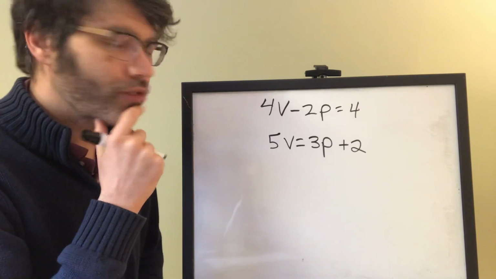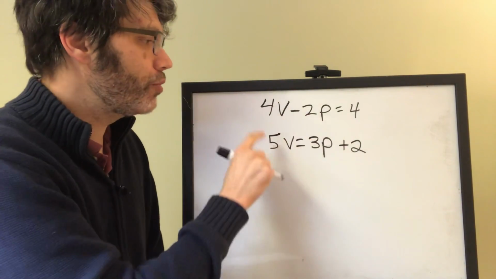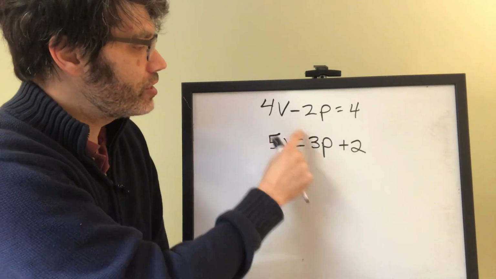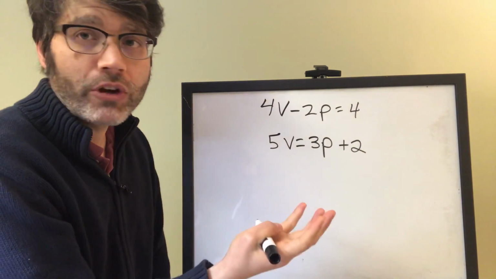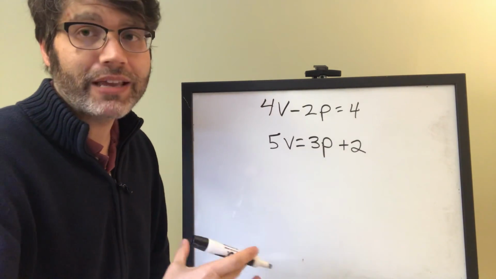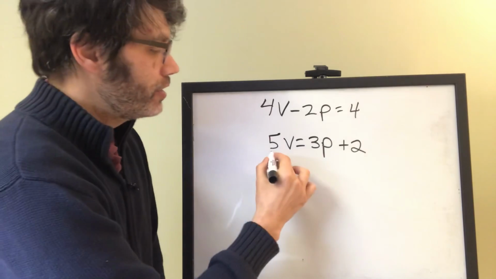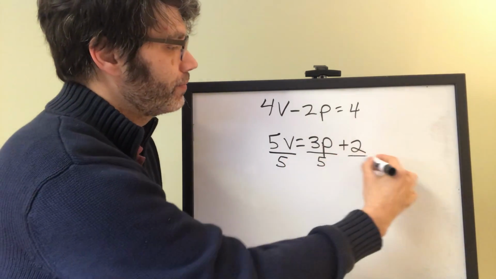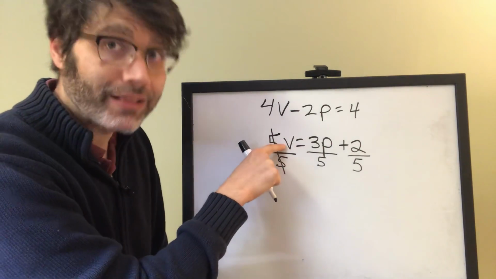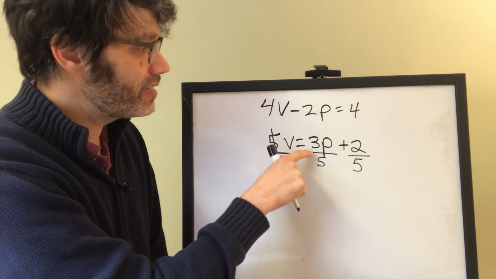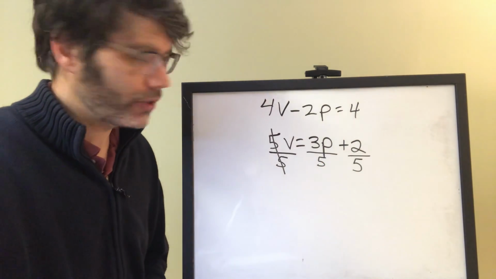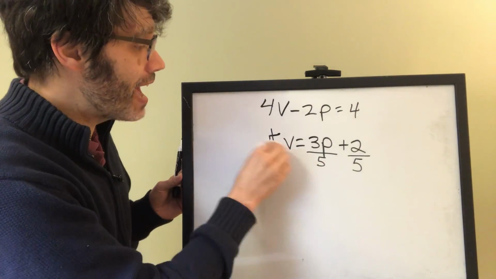So let's strategize on which variable would be the best to try to get alone. You might look at this and say, 5v is almost alone already. All you have to do is divide everything by 5. I'm not saying you can't do this. I'm just saying if you do this, you'll make your life a little bit more difficult. If you divide everything by 5, the 5's cancel out and you just have v. That's fine, but then look at this. Now you have 3p over 5 plus 2/5. That's a lot of fractions to work with. So I would suggest not doing it that way.